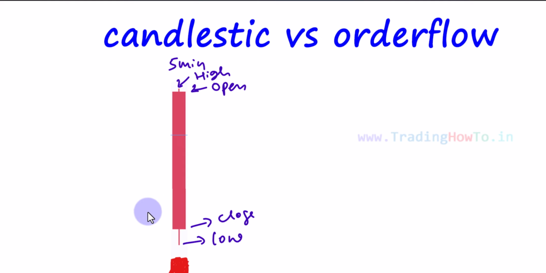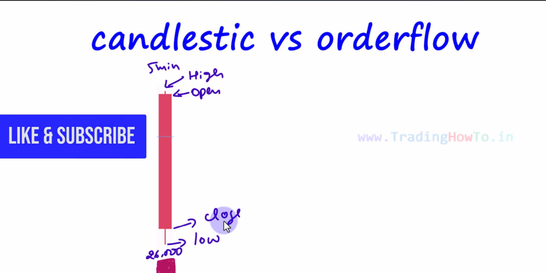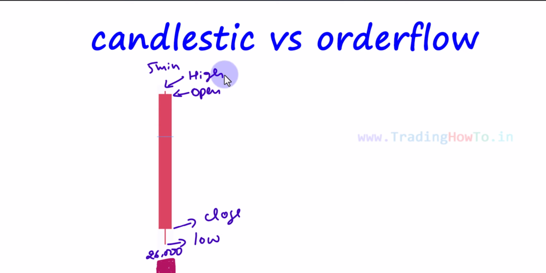Generally with candlestick charts, volume bars are plotted separately, which indicate the amount of volume traded for the duration of that candle. So here, during this 5-minute interval, let us say 26,000 lots were traded. So what information is available? We know where the price opened, where the price closed, what was the high and what was the low, and also how much volume was transacted.